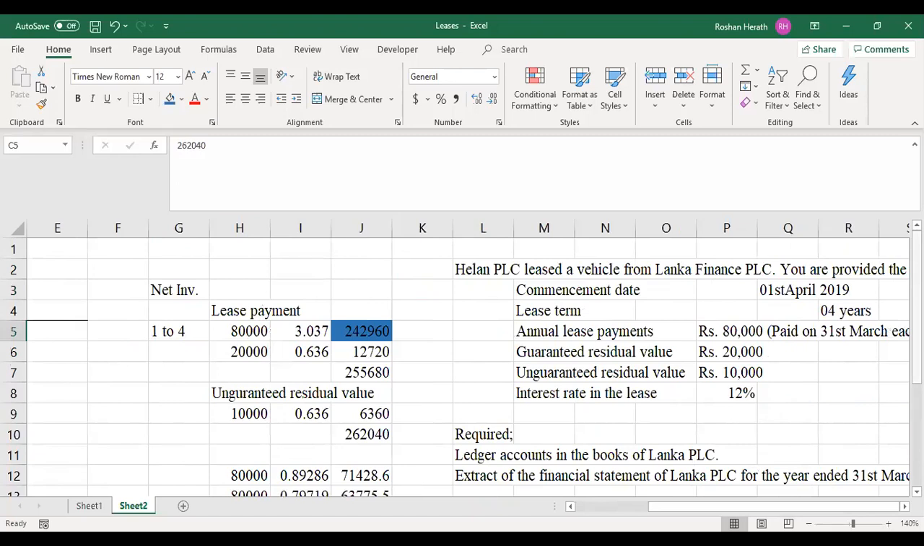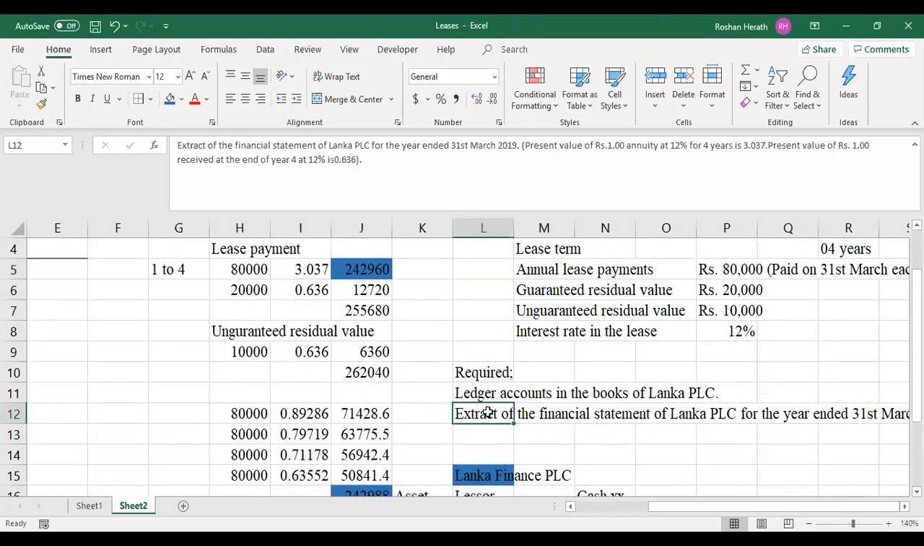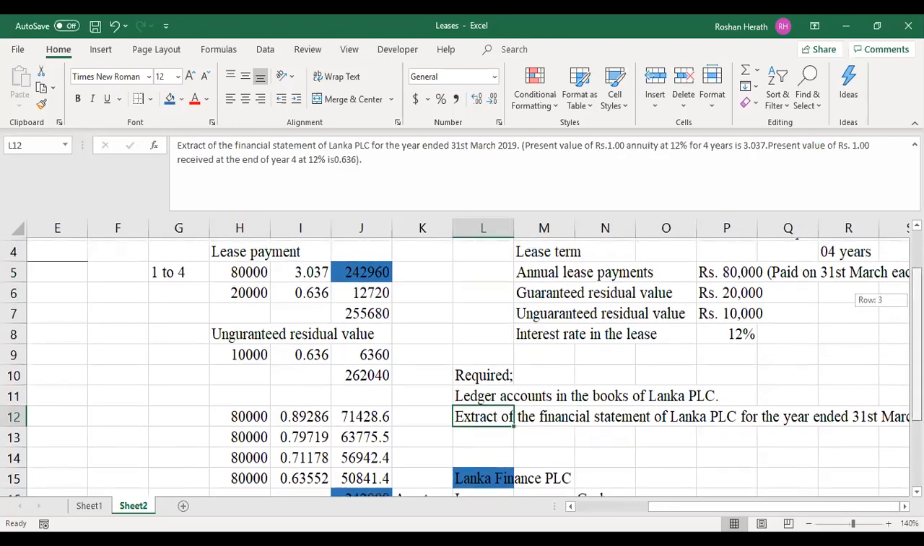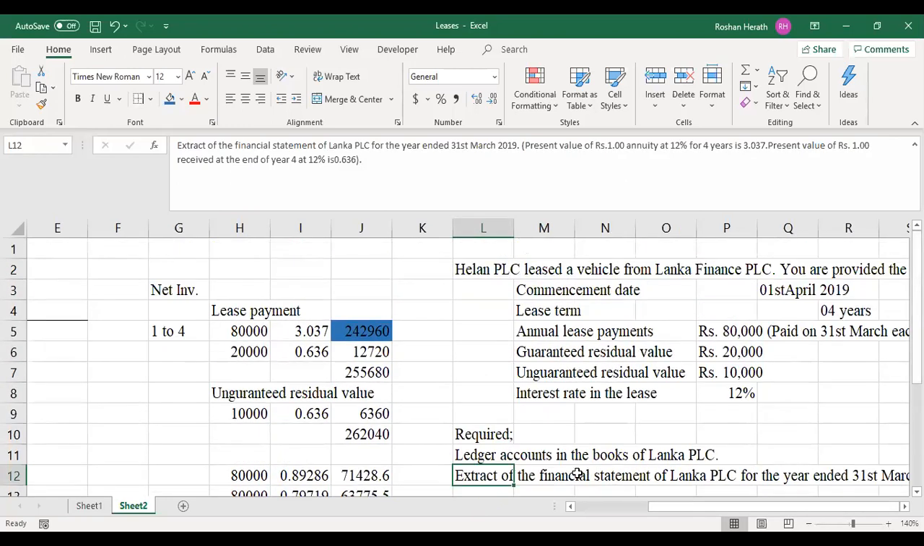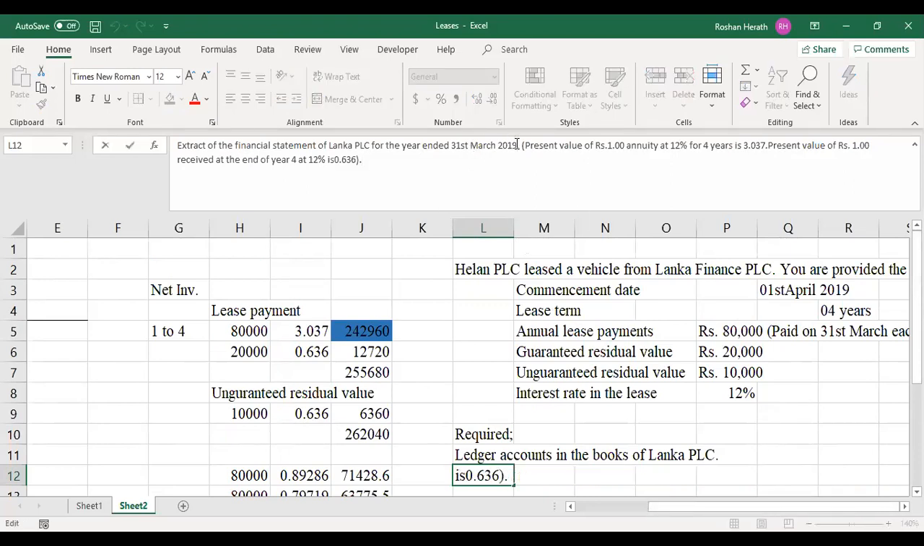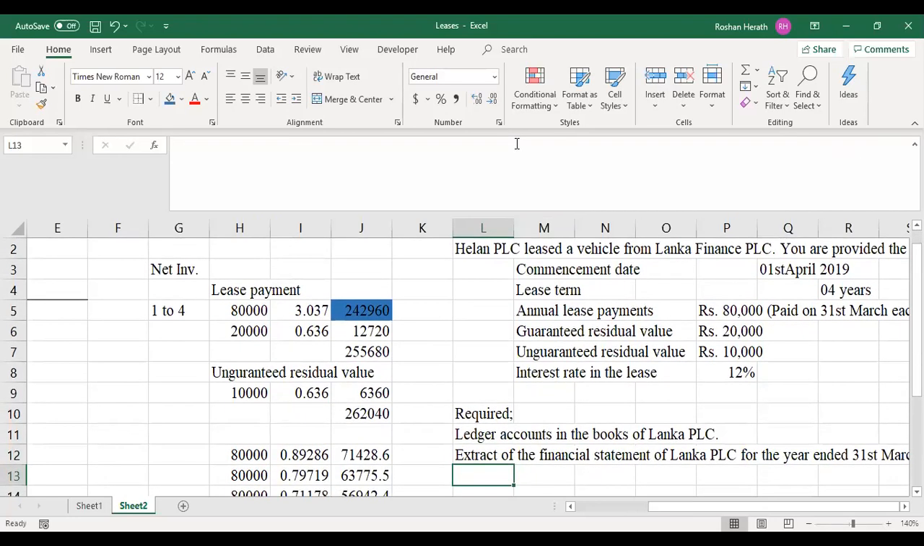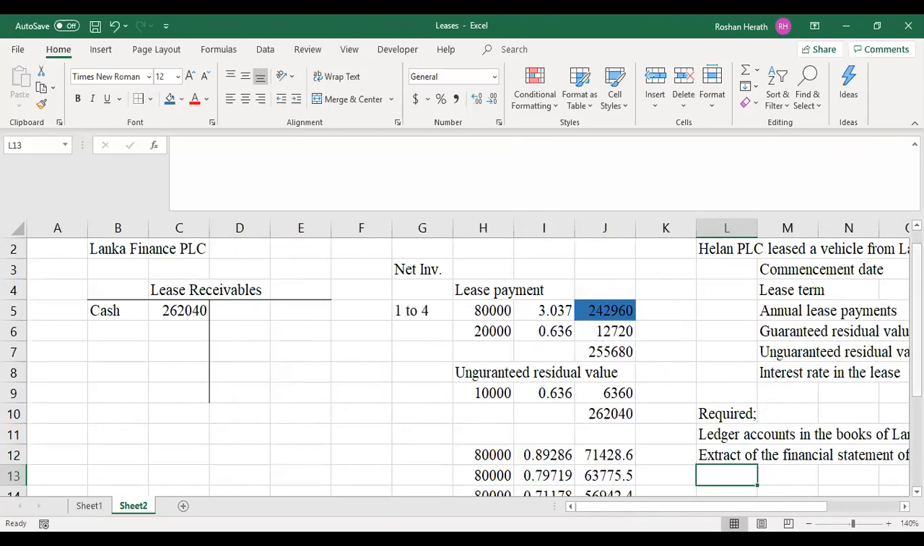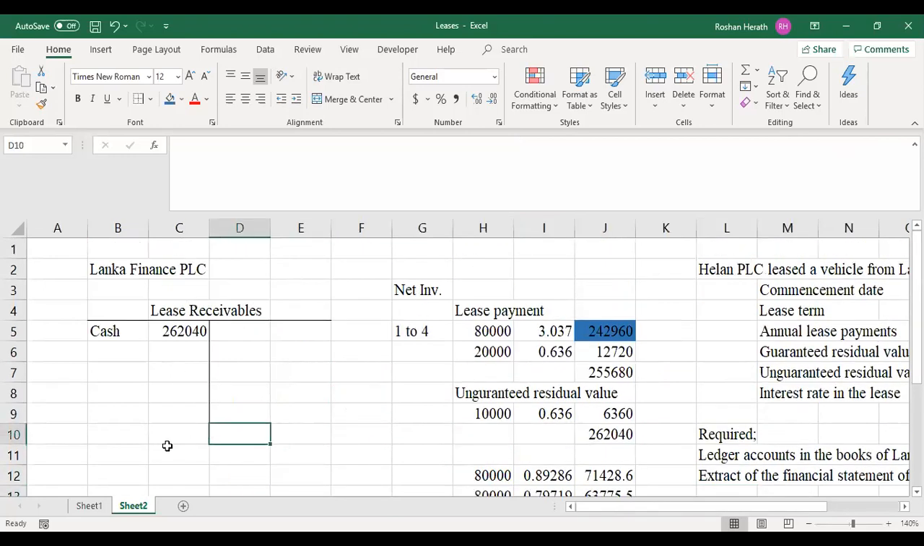Right, that's not all. The question even asks you to recognize the extracts as at 31st March 2020. So there is a period of one year. So we need to go for subsequent measurements as well. What are the subsequent measurements? It's quite simple that you need to recognize your interest income.